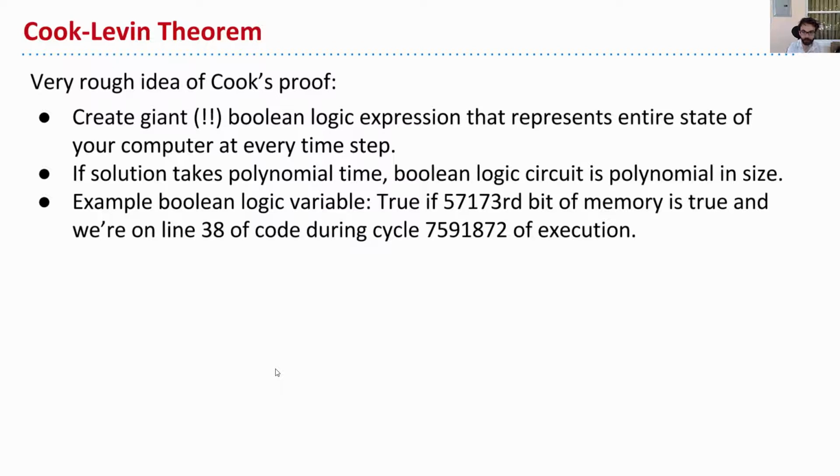And if the solution to that takes polynomial time, then that means that we can build a Boolean logic circuit that's polynomial in size. And by Boolean logic circuit, I mean some kind of 3-SAT expression. As an example of what the logic variables might represent, x1, for example, would represent true if the 57,173rd bit of memory is true, and we're on line 38 of code during cycle 7,591,872 of execution. It takes some backbending contortions to show that, in principle, you can build a 3-SAT circuit that will solve any problem out there, because you can basically encode the state of a computation over time.